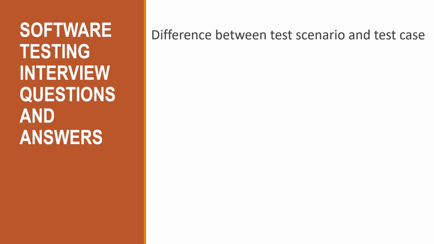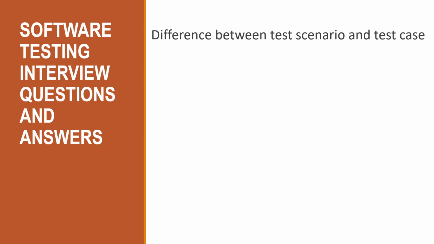Suppose test scenario means you want to test Gmail functionality. Okay, but how to do the Gmail functionality? You don't know, right? So what to test? That will be coming under test scenario part. How to test? That will be coming under test cases. So for that, you have to write action and expected result, right? So, sorry, how part is test case and what part is test scenario. Okay, that is the difference between test scenario and test case.